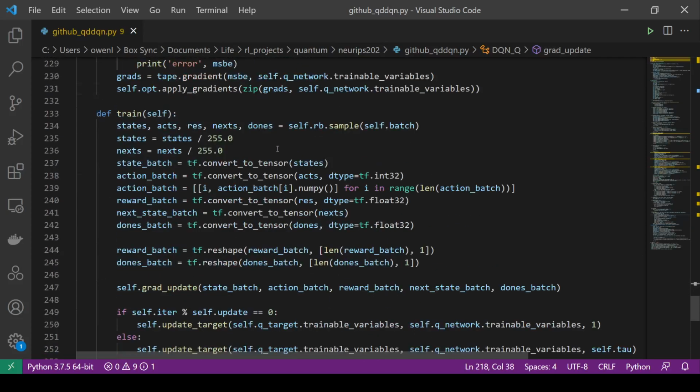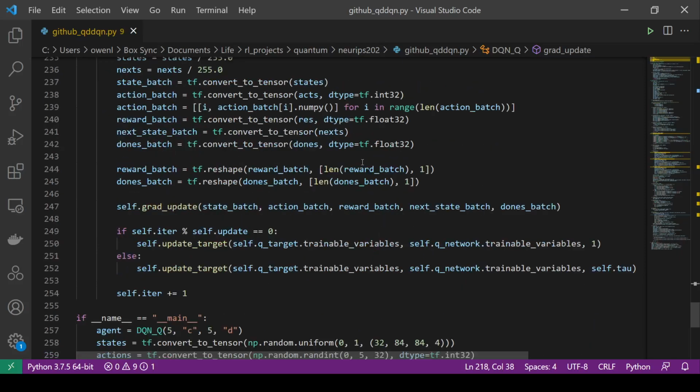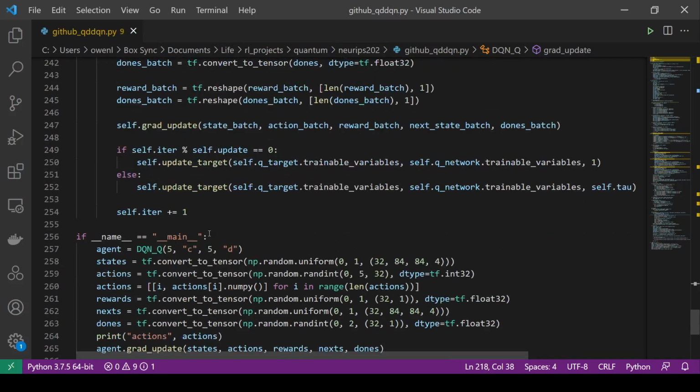There we go. So to train, right, we sample states, actions, rewards, res, next, and done from the replay buffer. I don't know why I called that variable res. We normalize the states and the next set of states. We convert them to tensors of the appropriate data type. We get the update, and then we shift the Q target network as need be.